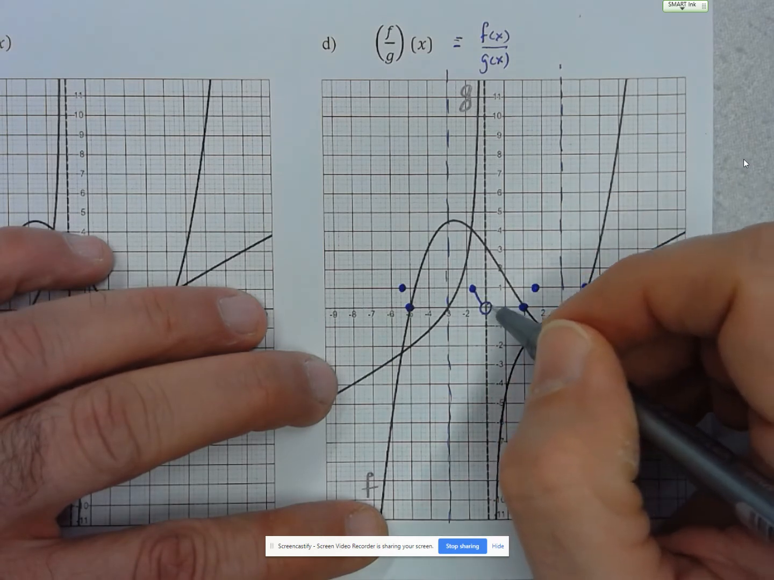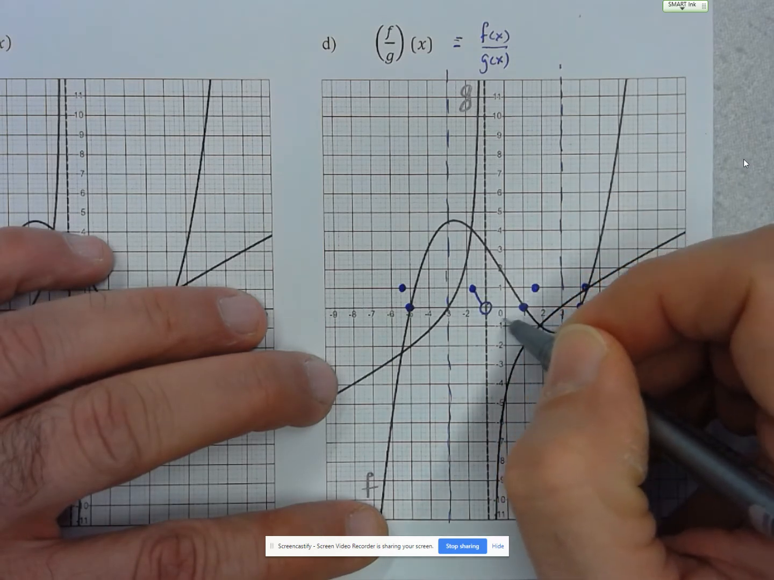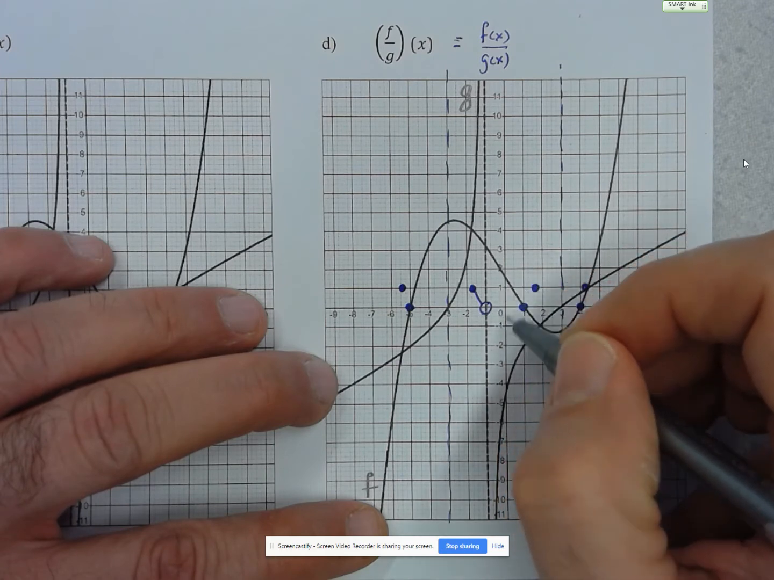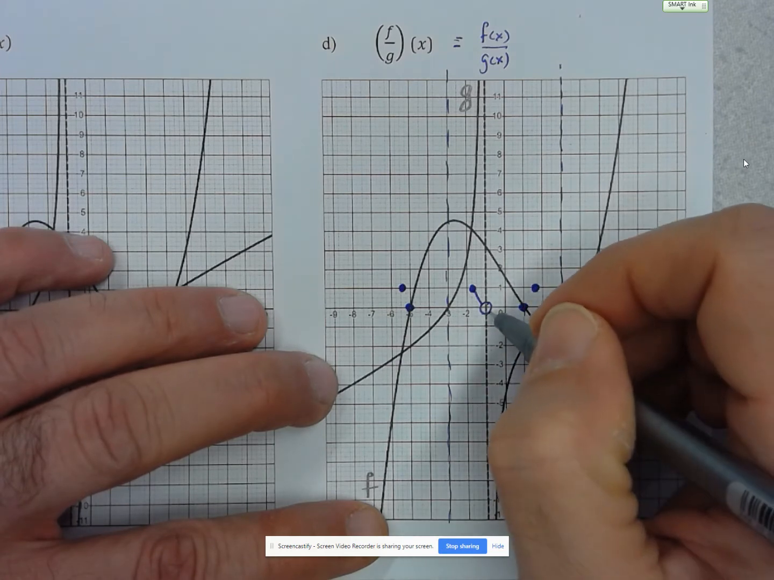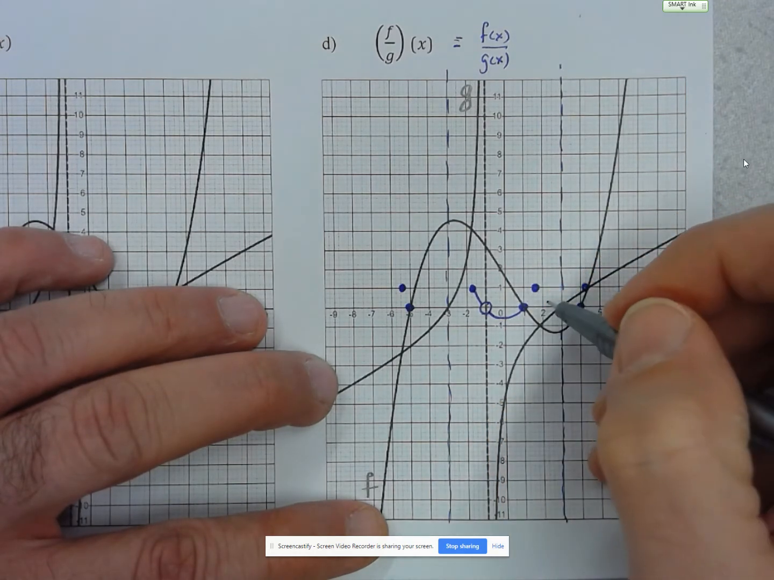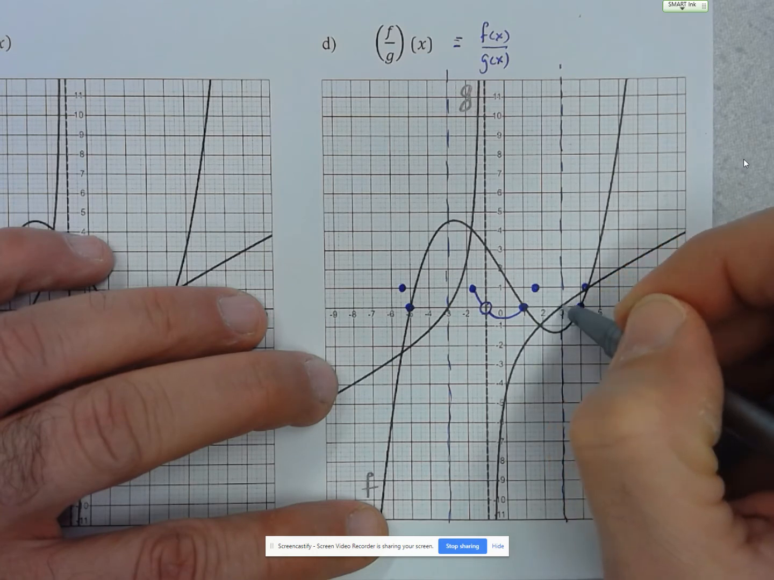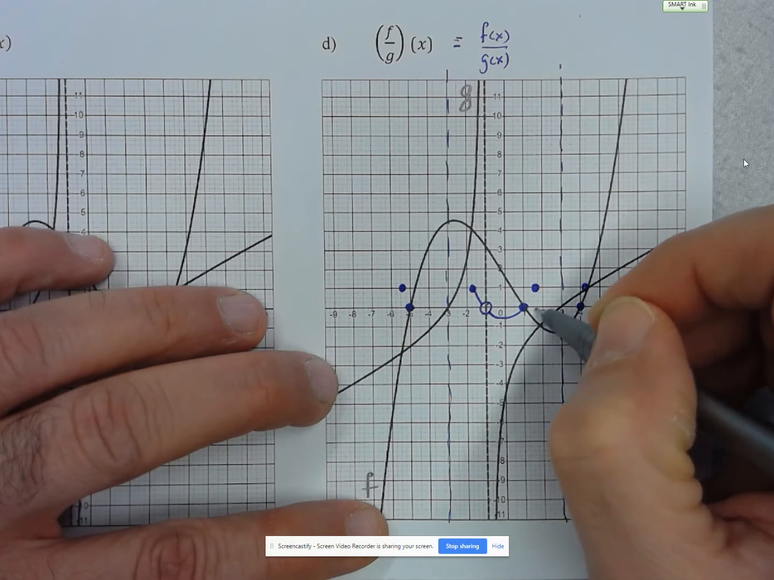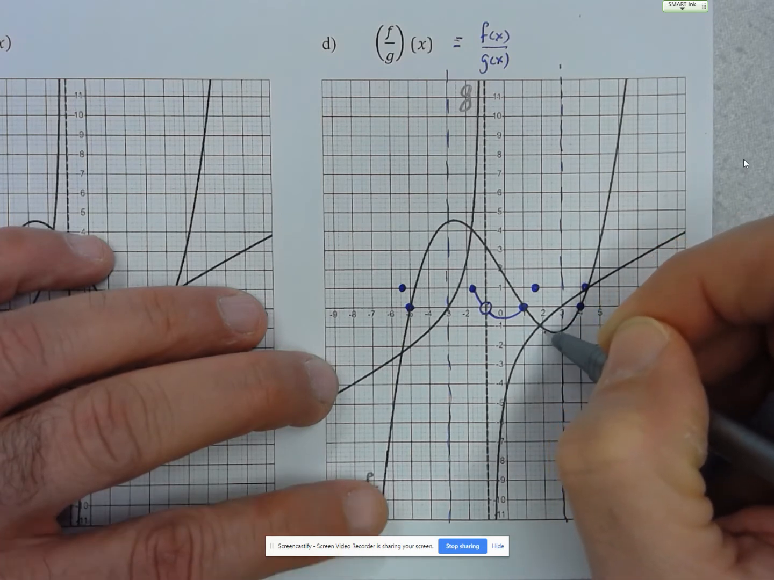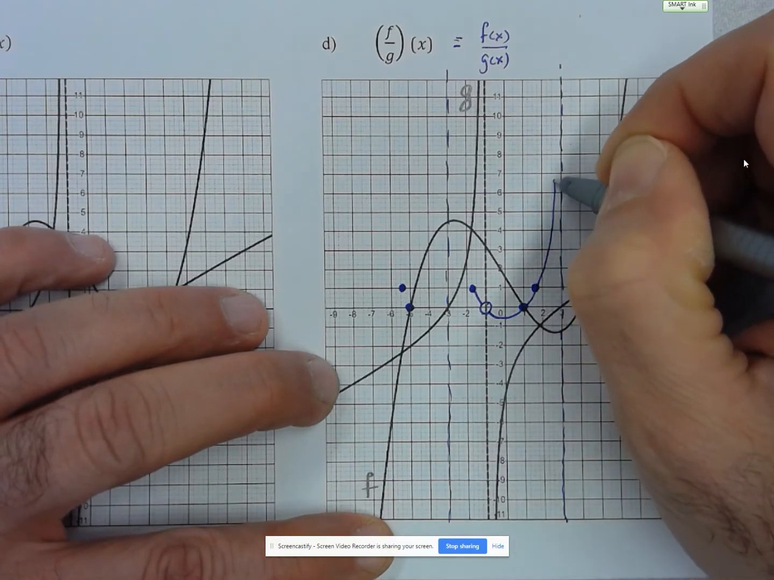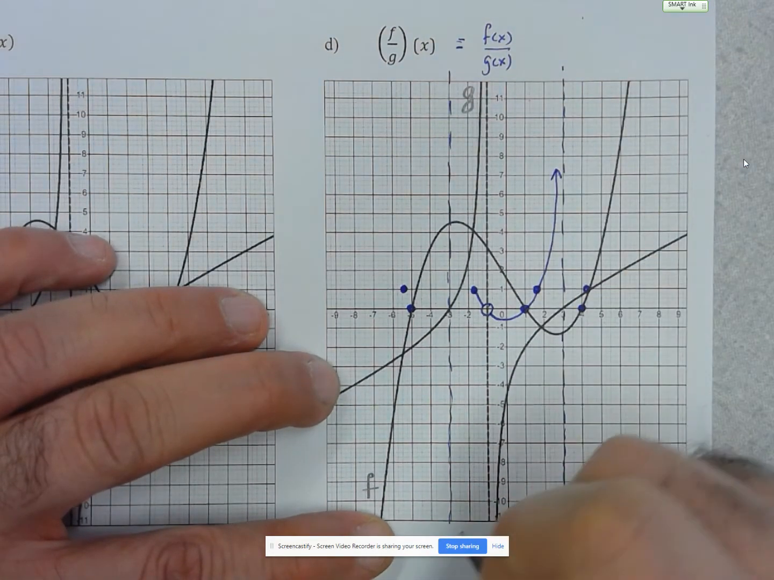All right, so let's see if we can put this together. I've got this area here in between these 2 points. Well, I notice f is positive, g is negative, so the result will be negative. So it'll probably look something like that. And then to the right of 1, but to the left of the asymptote, I see that they're both negative. So in this area here, the quotient is going to be positive. So that means this has to go to positive infinity. Okay, that point was helpful.